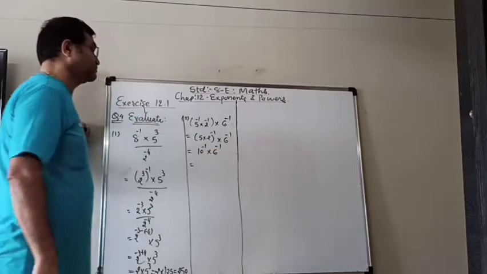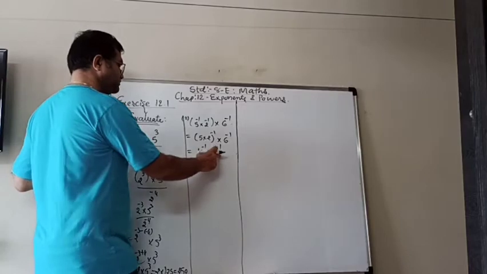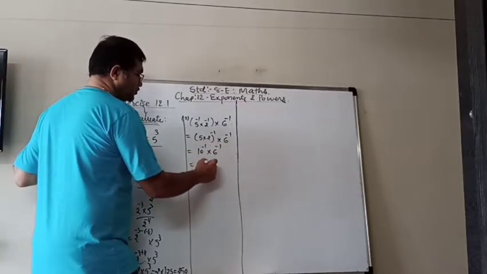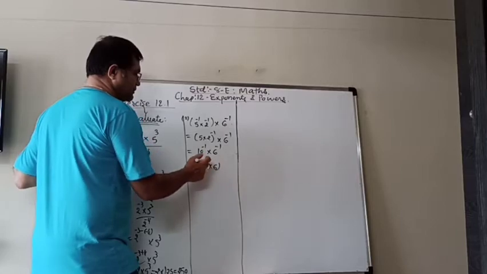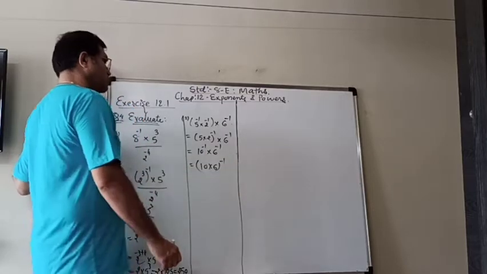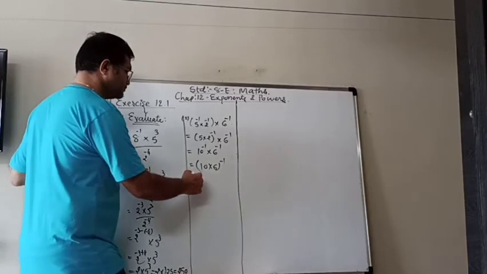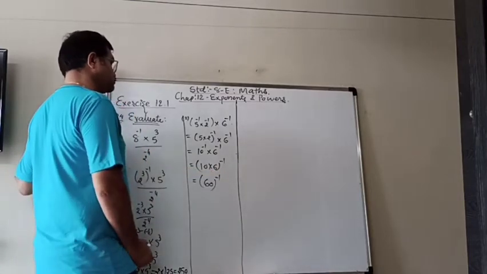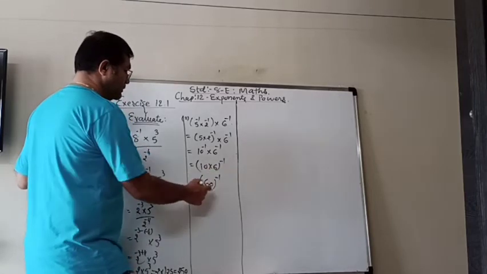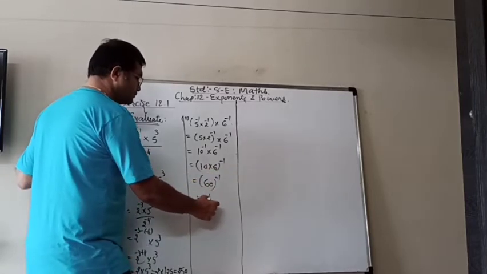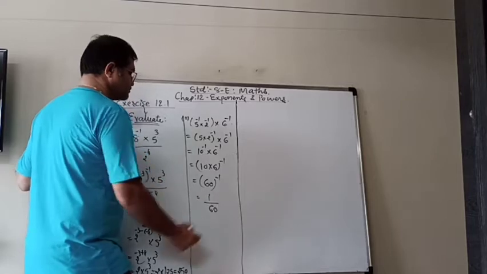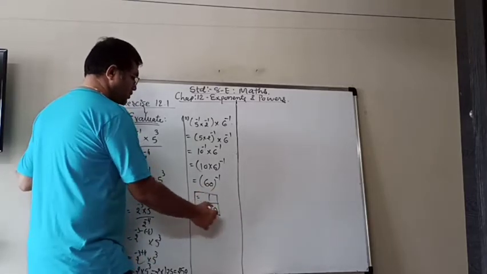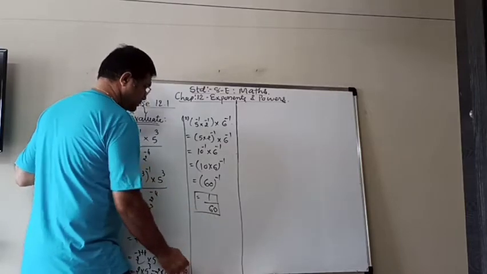Here also bases are different. Powers are equal. So we can multiply 10 by 6 raised to minus 1, which is equal to 60 raised to power minus 1. But minus power can go positive when it goes to the denominator. Now 1 upon 60 raised to 1, but we don't write down the 1. So that is your answer.